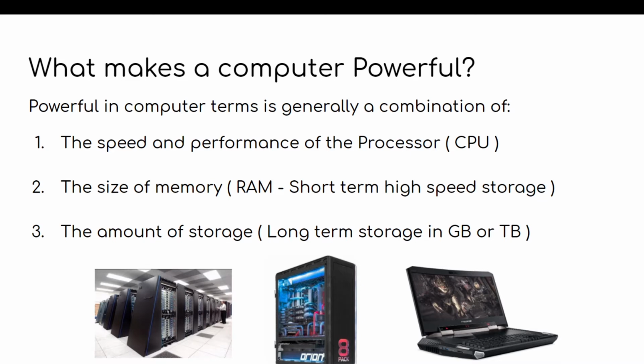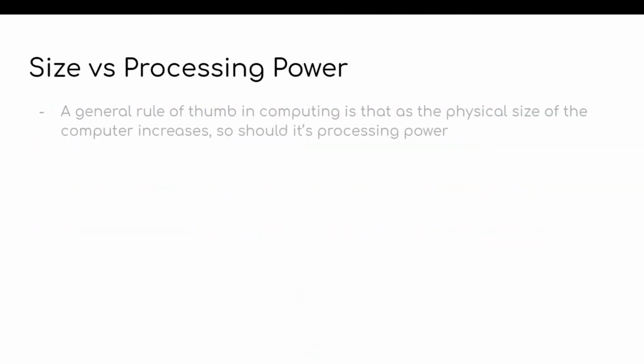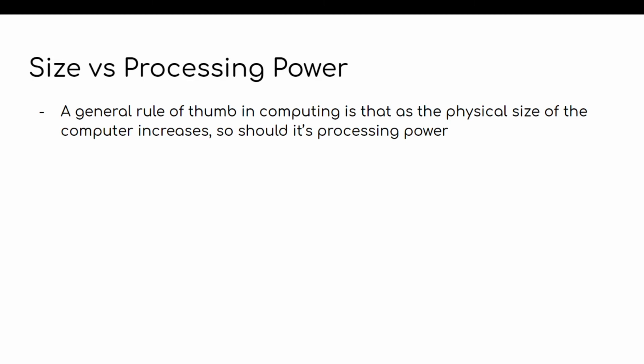So if two computers have a similar processor and a similar memory, if they both have, say, an 8-core processor and they both have 16 gigs of memory, the computer that has the larger hard drive is going to determine which of the two is the more powerful computer. A general rule of thumb in computing is that as the physical size of the computer increases, so should its processing power. And why is this?